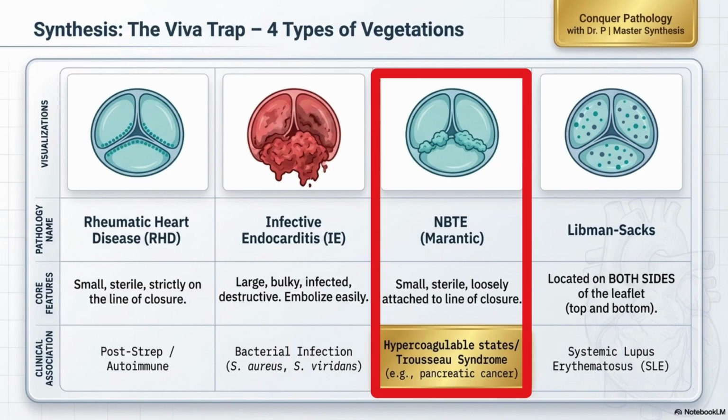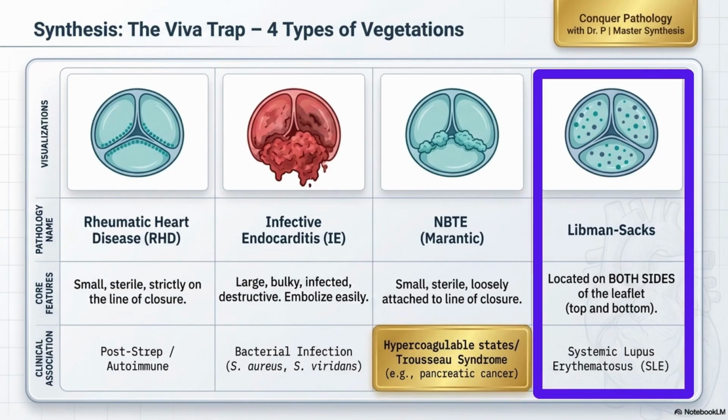NBTE or marantic. These are small, sterile, and loosely attached to the line of closure. The clinical association is hypercoagulable states or Trousseau syndrome, often seen with pancreatic cancer. And last, Libman-Sacks. Crucially, these are located on both sides of the leaflet, top and bottom. The clinical association is systemic lupus erythematosus, SLE.